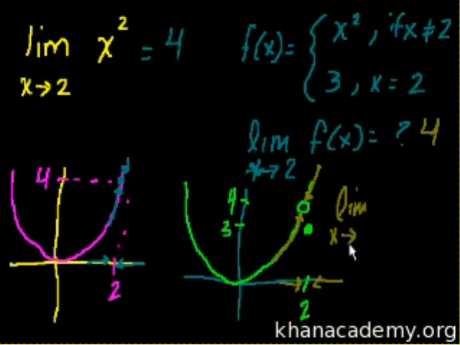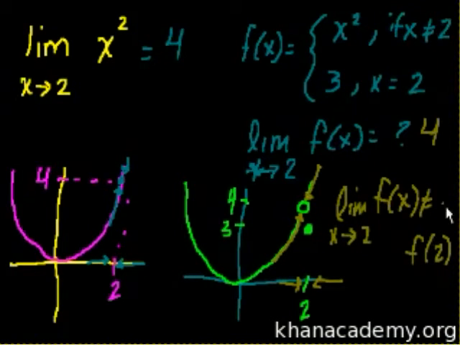Well, this is interesting because in this case, the limit as x approaches 2 of f of x does not equal f of 2. Normally, the limit as you approach would be equal to evaluating the expression at that value. In this case, the limit isn't.